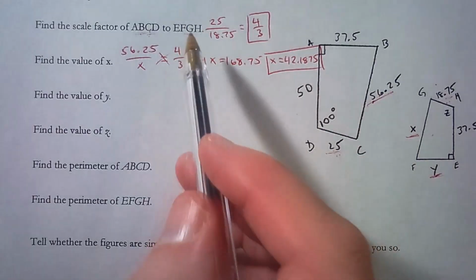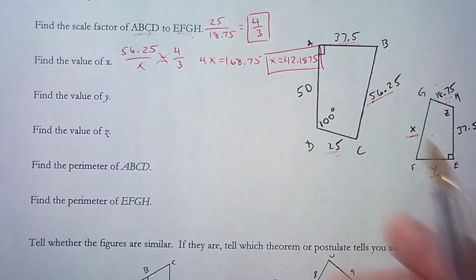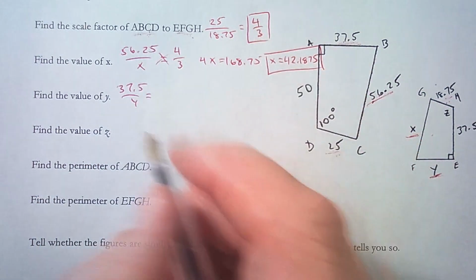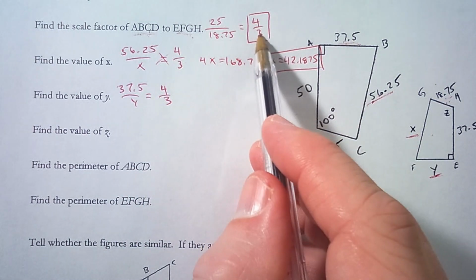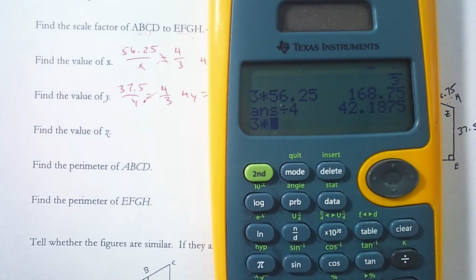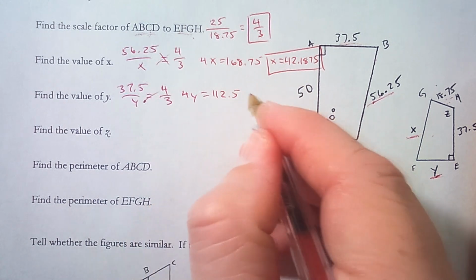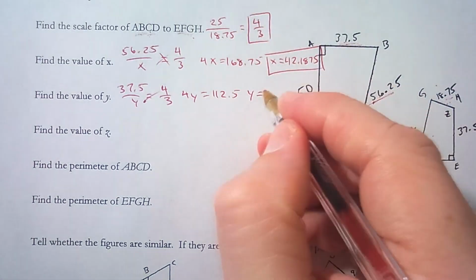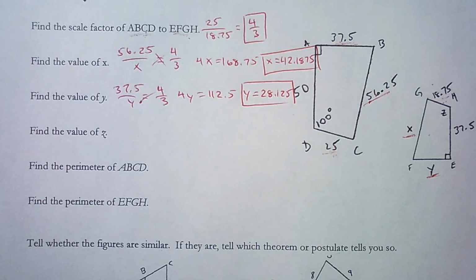Now for Y. Y is here on FE, so that's the first two letters. That goes with AB, so it's 37.5 is to Y as 4 is to 3. Notice again I have the larger over the smaller, so I go with larger over smaller. So I have 4y equals 3 times 37.5 is 112.5, and divide by 4, 28.125. That's my value of y.